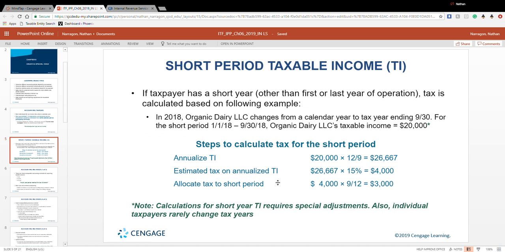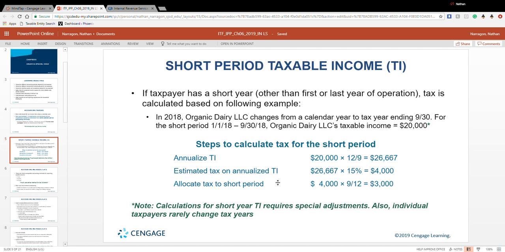But once they've said, okay, you can have this new ending period, it brings in something kind of interesting called the short period tax income. And this really happens in the short year. And again, here in the state of Texas, we can actually put an LLC on our Schedule C, a limited liability corporation, and we have to follow a certain amount of rules.